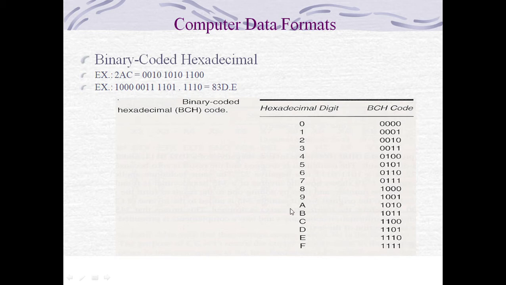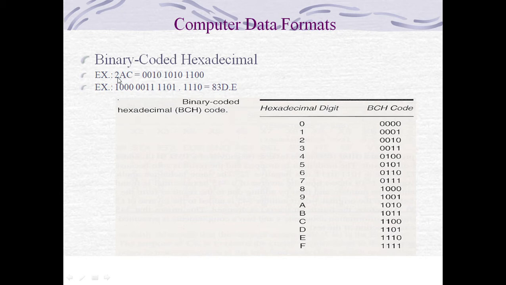For the rest of the digits, A, B, C, D, E, and F, just consider them as decimal numbers starting with 10. Until 9, we have digits from 0 to 9 here, and then A is considered to be 10, B is 11, and finally F is 15, and then convert them to binary, and we will get these codes. So these are 16 codes for the 16 hexadecimal digits. Now we can see some examples here.